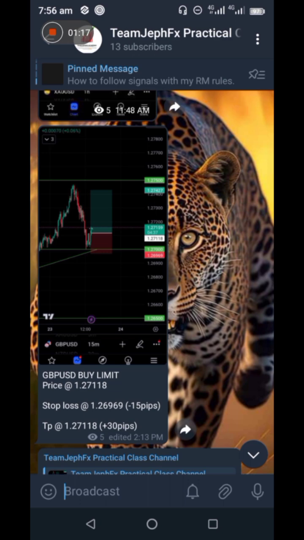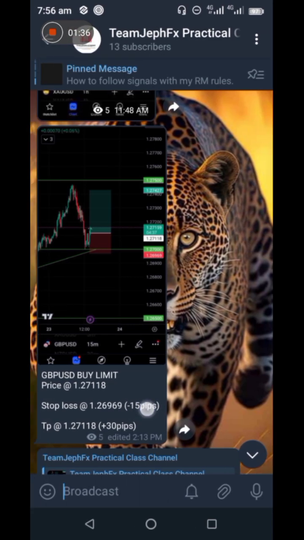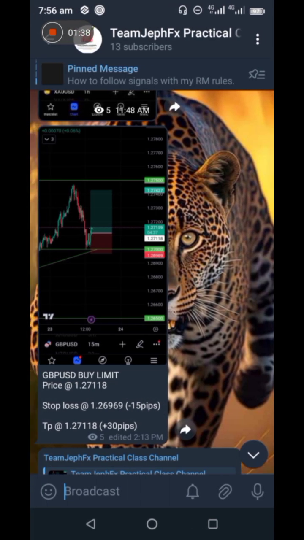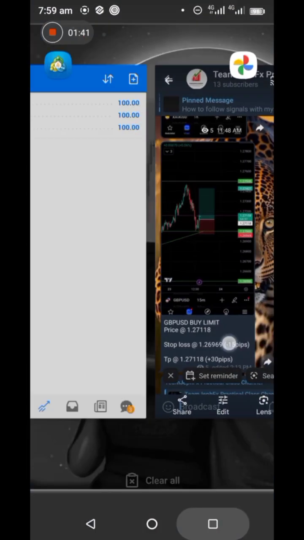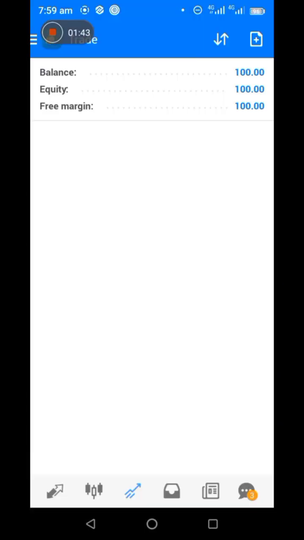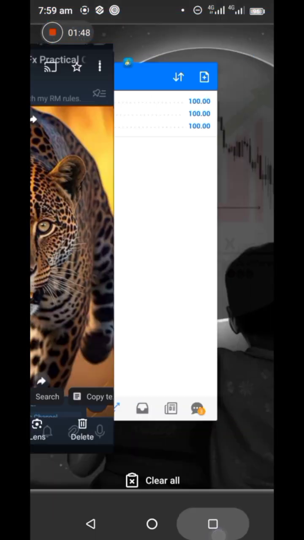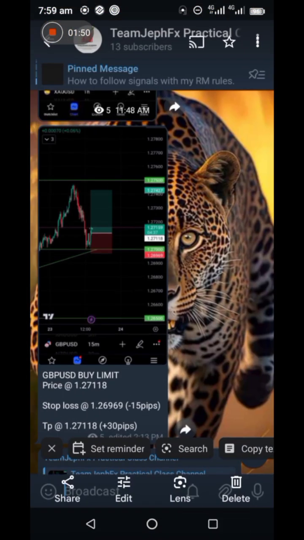I think if you go to the public channel and to the Team Jeff group, you will see the formula there. It's titled Simple Risk Management. So now, two things you need to know: how much you are risking and the stop loss pips. If you look at this point, you will see that the stop loss is minus 15 pips, meaning it's 15 pips. Now, from your $100, how much do you want to risk? Let's say, for example, you want to risk just $10. And remember, my stop loss is 15 pips.